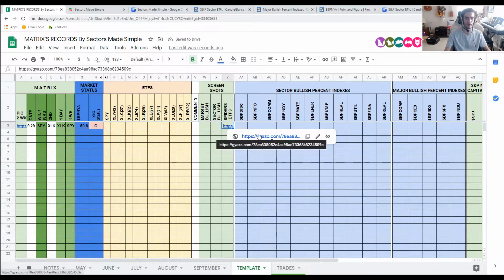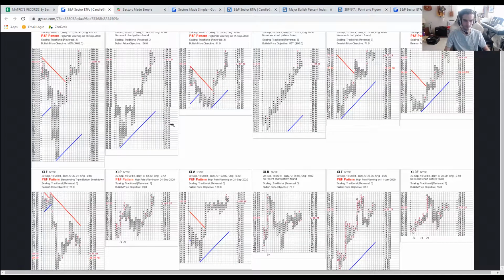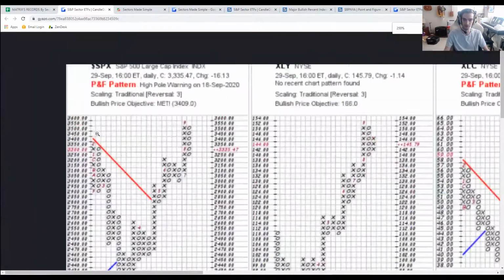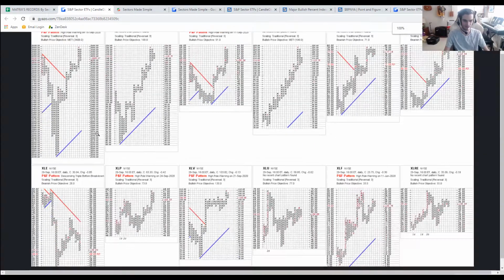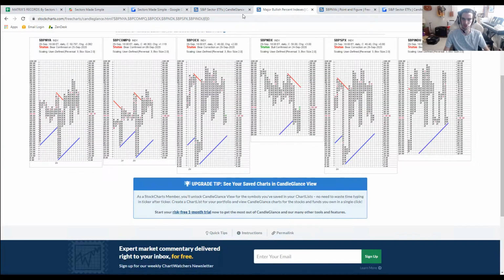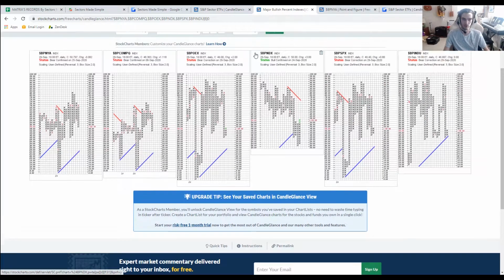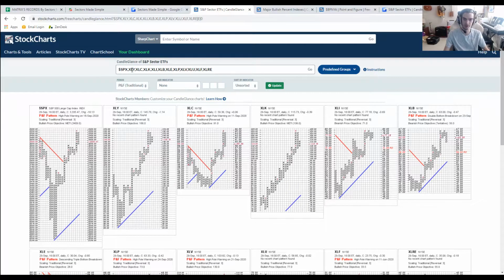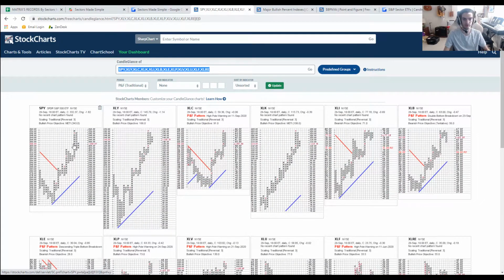So now, whenever I want to come here and see how the sectors did, you can zoom in and you can see all of them. If you want to zoom in further, you can do so, but they get a little bit blurry. Someone is asking, how do you change the chart? Very simply. You can go up here to candle glance and you can change the $SPX to SPY, and then that will give you the ETF.